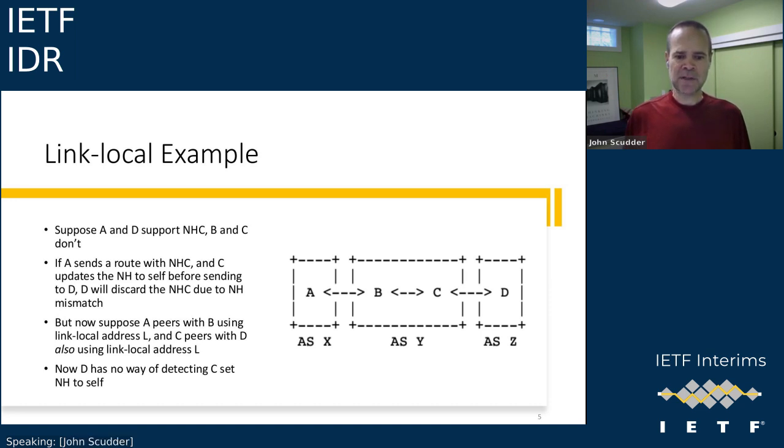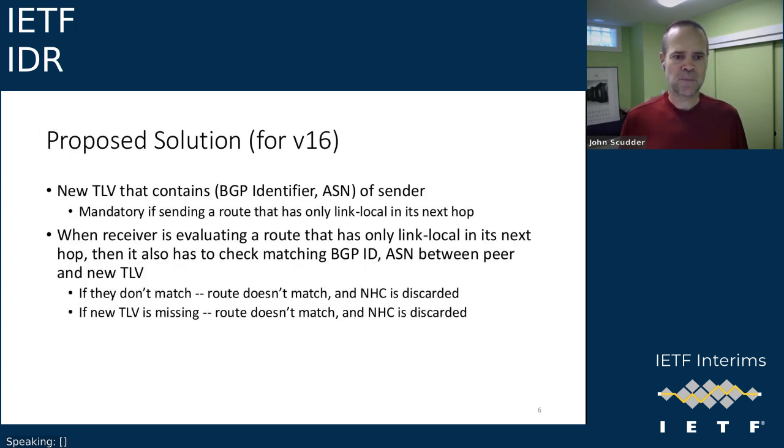Now what happens, the way the draft is written, is the same scenario. Route goes from A to B to C. C sets next hop to self, which happens to be the same address that A put into the NHC, and D has no way of detecting that this fault condition exists. Oops.